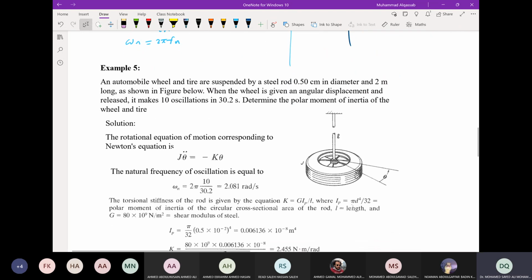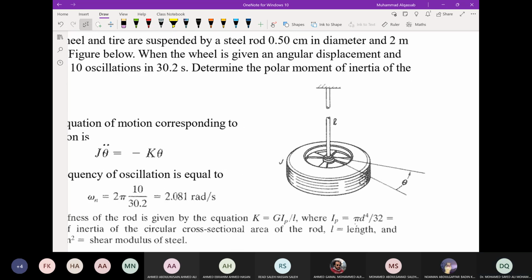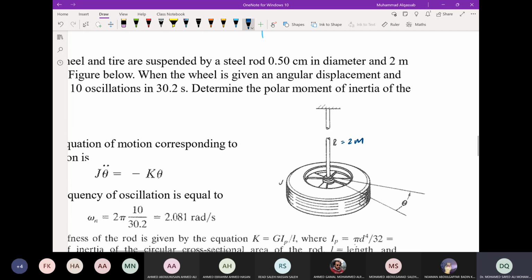All right, so let's move to the example. Example 5: an automobile wheel and tire are suspended by a steel rod 0.5 centimeter in diameter and 2 meter long, as shown in the figure below. This is the shaft, which has L equal to 2 meter, and the diameter is 0.5 centimeter.